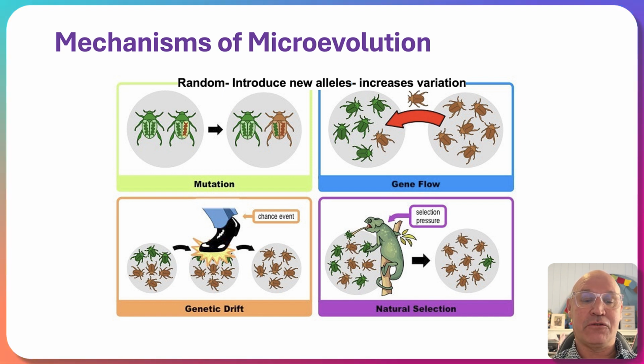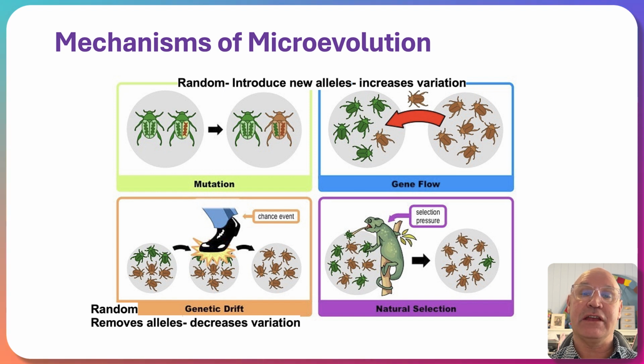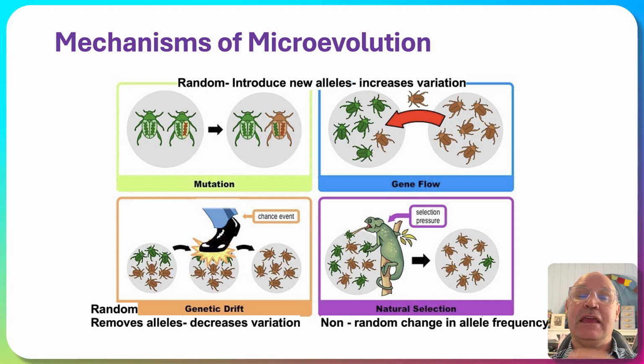The next one we're going to talk about is called genetic drift, and this is like random chance events that actually reduce the number of alleles by wiping out a proportion of the population in a species. So the risk there is that there's a decrease in variation because it's a removal of alleles. Again, all 3 of these processes are random, but natural selection is non-random. It is, as we said in the last video, natural selection is a change in allele frequency in response to a selection pressure.